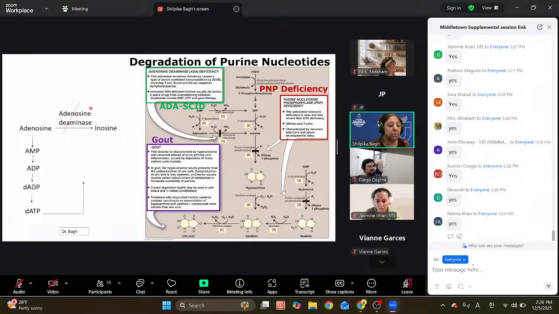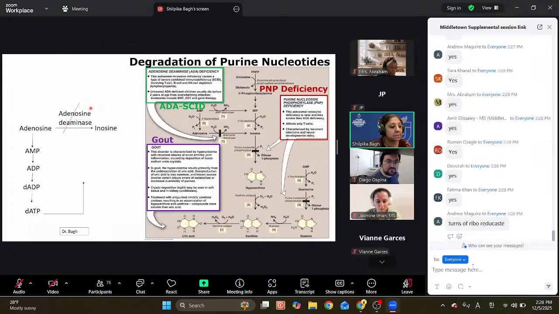If you know normal, you will know abnormal. Anyone? Why is T and B cell immunity lost? Anyone knows the answer so I can answer? It turns off ribonucleotide reductase. Absolutely wonderful answer. Excellent and excellent. It turns off ribonucleotide reductase. Look at this. Everything is around the step.